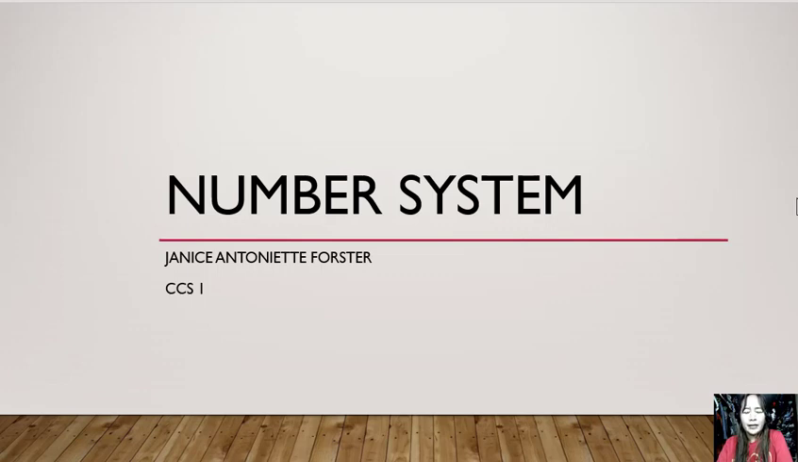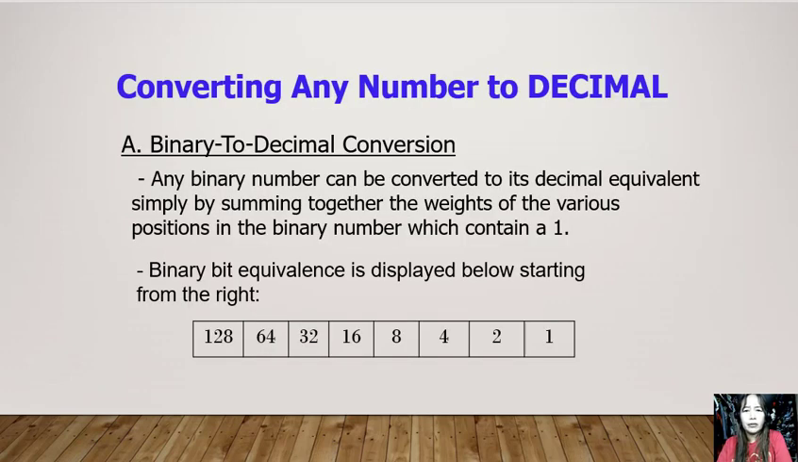Hi once again. For this video, we'll continue our discussion on number systems, but this time we'll learn how to convert any number to decimal. To start off, let's learn how to convert a binary number to decimal. Any binary number can be converted to its decimal equivalent simply by summing together the weights of the various positions in the binary number which contain a 1.